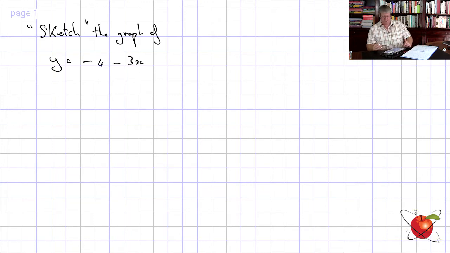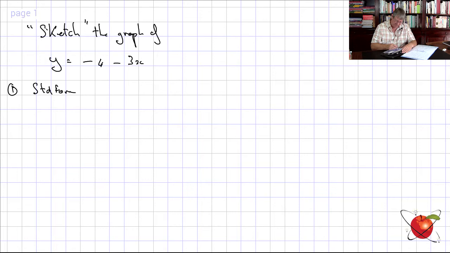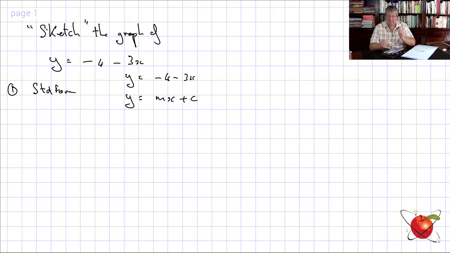Okay. Step 1 is the standard form. I prefer it. I like it. Let's keep with the standard form. What we say is this is what we're given. y is equal to minus 4 minus 3x. The standard form for a straight line is y equals mx plus c.